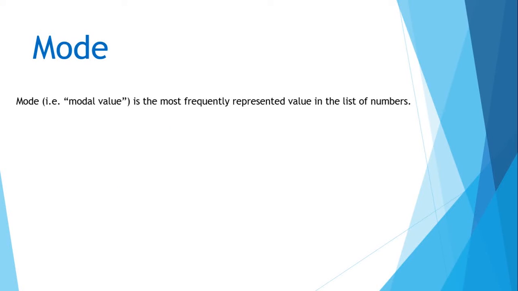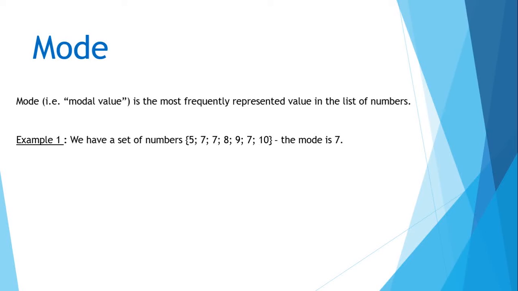Mode, in other words modal value, is the most frequently represented value in the list of numbers. For example, we have a set of numbers 5, 7, 7, 8, 9, 7, 10. As we see, here the most frequently repeated number is 7, so the mode is also 7.